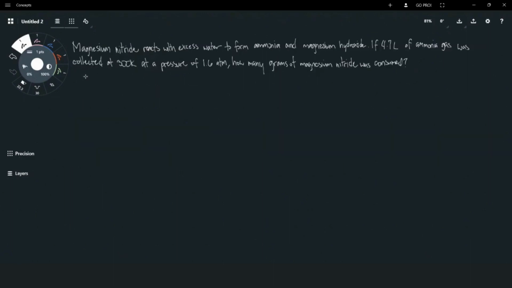For our next example, we have magnesium nitride reacts with excess water to form ammonia and magnesium hydroxide. If 4.7 liters of ammonia gas was collected at 300 Kelvin at a pressure of 1.6 atmospheres, how many grams of magnesium nitride was consumed? Since we don't have this equation at standard temperature and pressure, we're going to have to convert it into moles using the ideal gas law.